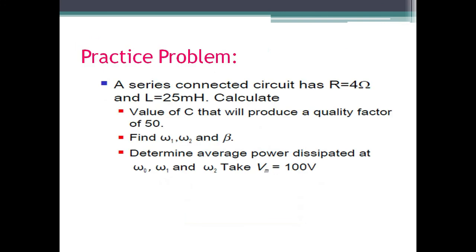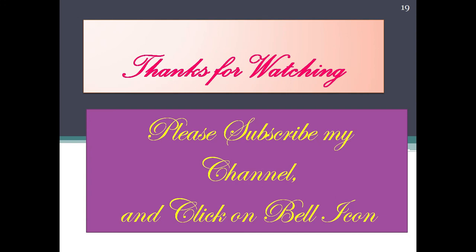Here is also a practice problem for the series resonance circuit: R is equal to 4 ohm and L is equal to 25 millihenry. Calculate the value of C that will produce a quality factor of 50, and find the two resonant frequencies omega 1 and omega 2 and beta, and determine the current if Vm is 100 volt.